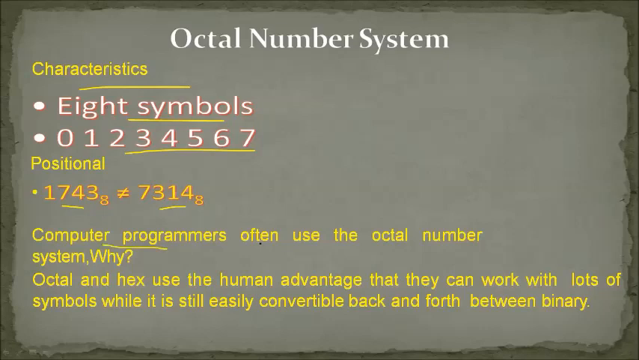Computer programmers often use the octal number system. Why? Octal and hexadecimal have the human advantage that they can work with a lot of symbols while still being easily convertible back and forth to binary. That's the reason programmers use the octal and hexadecimal number systems.